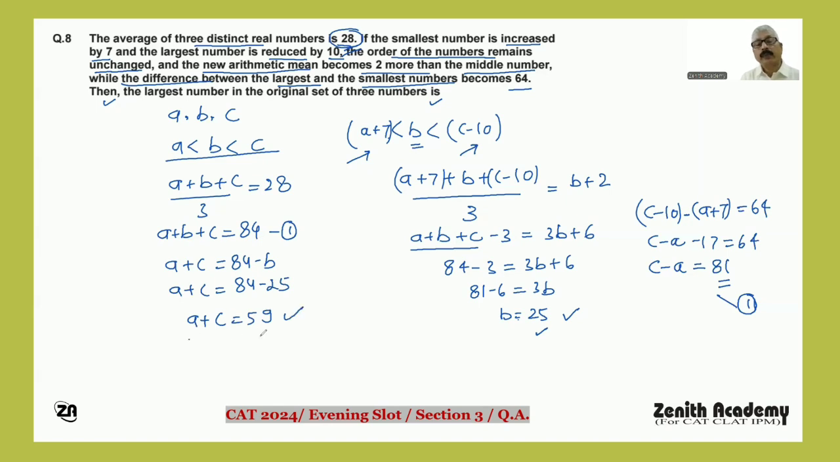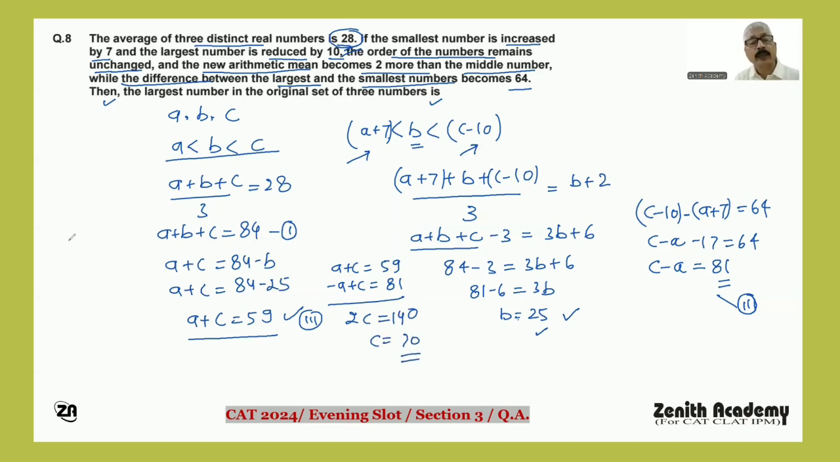Okay. A plus C is 59. A minus C minus A is 81. Equation 1 was written earlier, so now let's solve equations 2 and 3. A plus C is 59 and minus A plus C is 81. Adding them, 2C is 140, so C is coming 70.